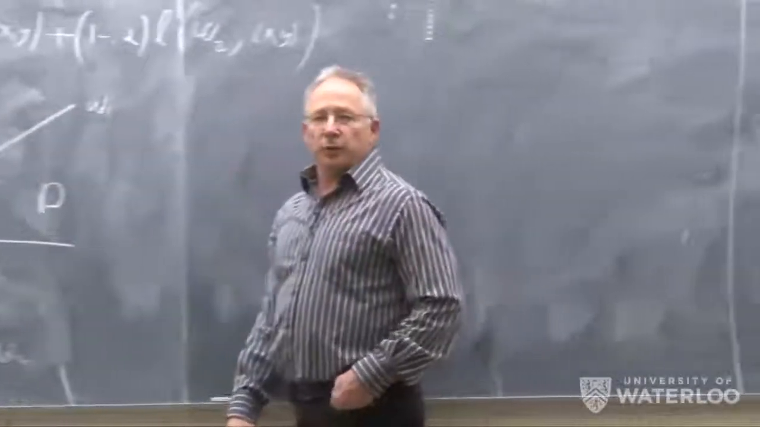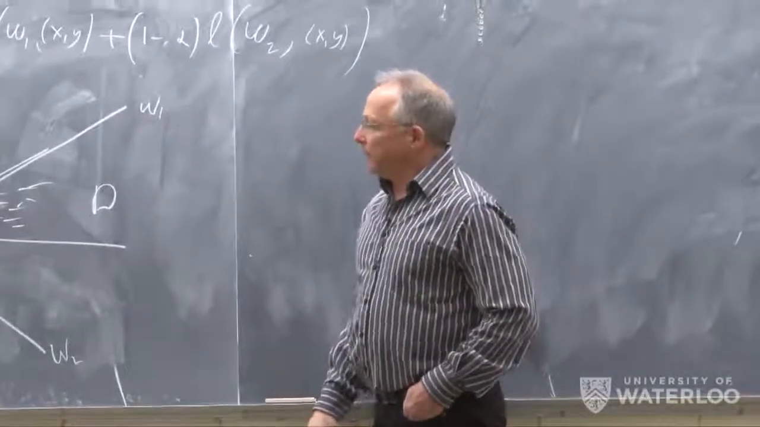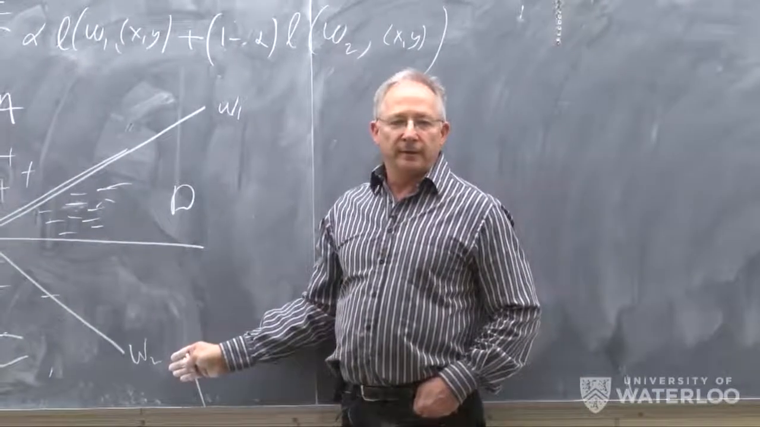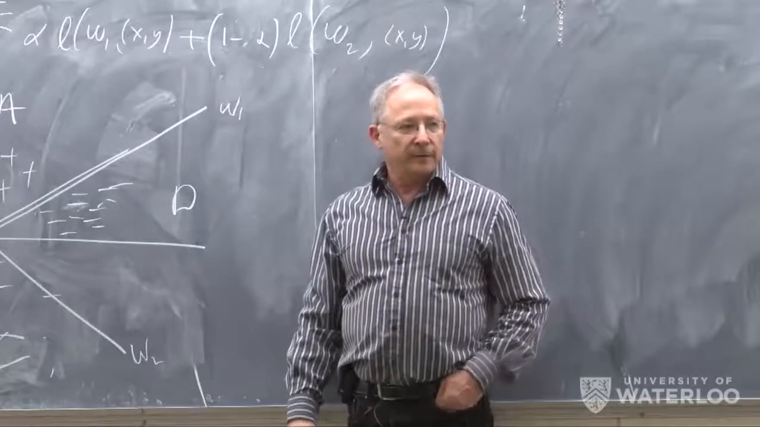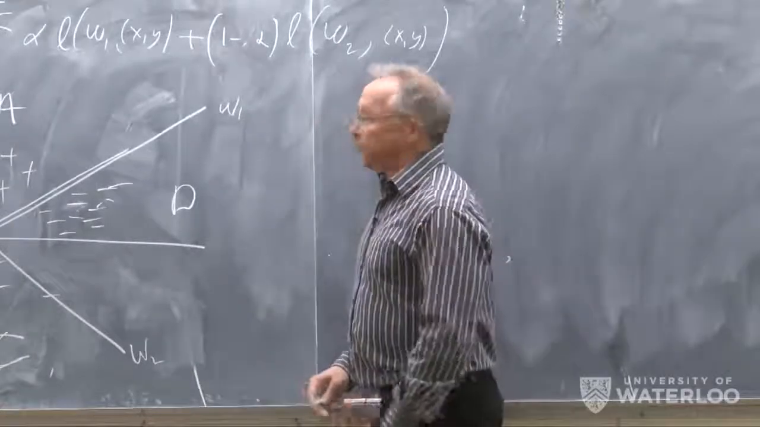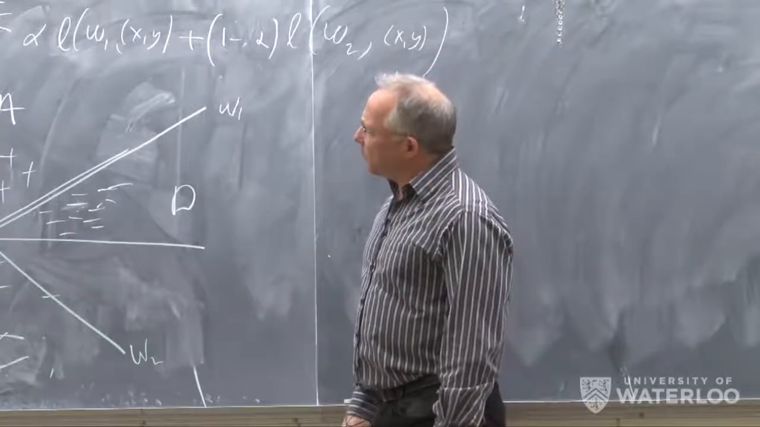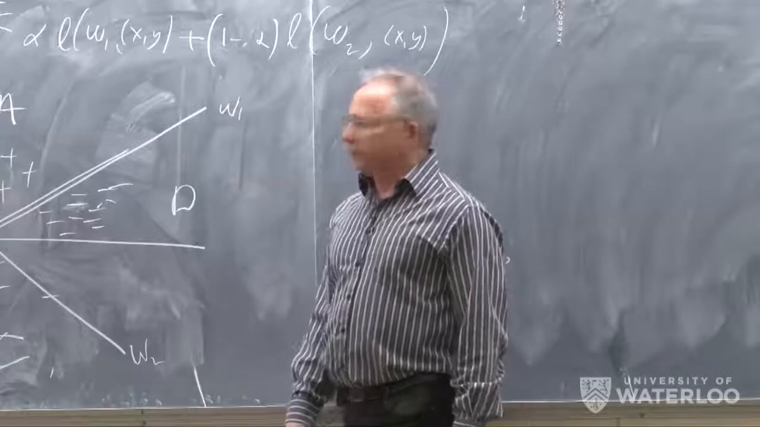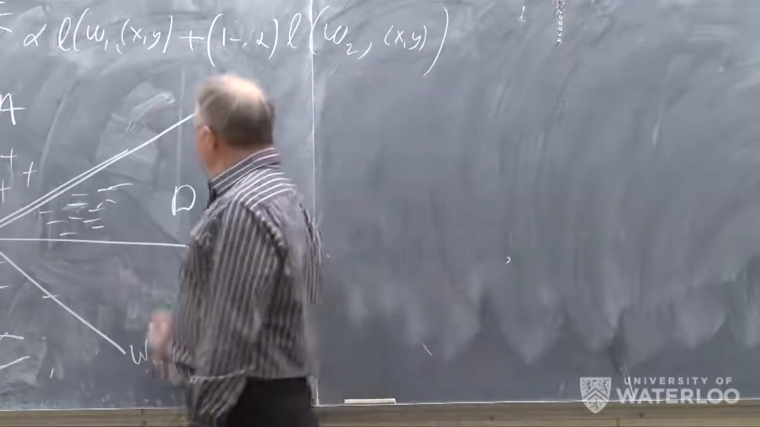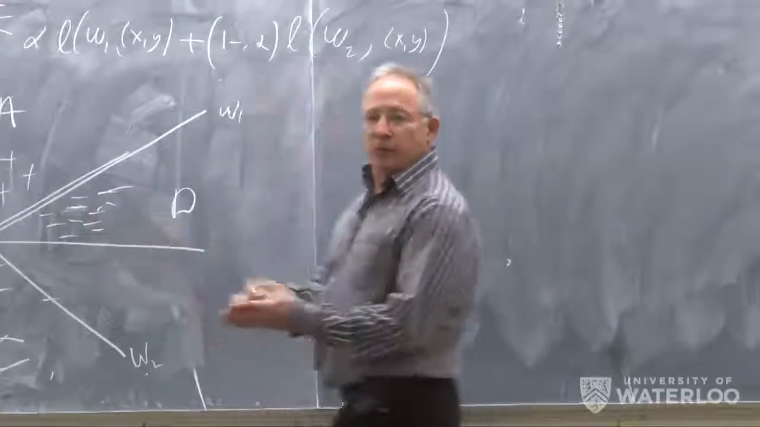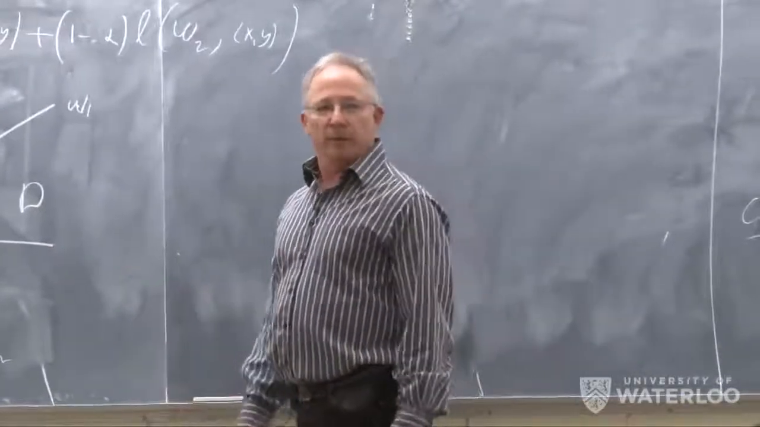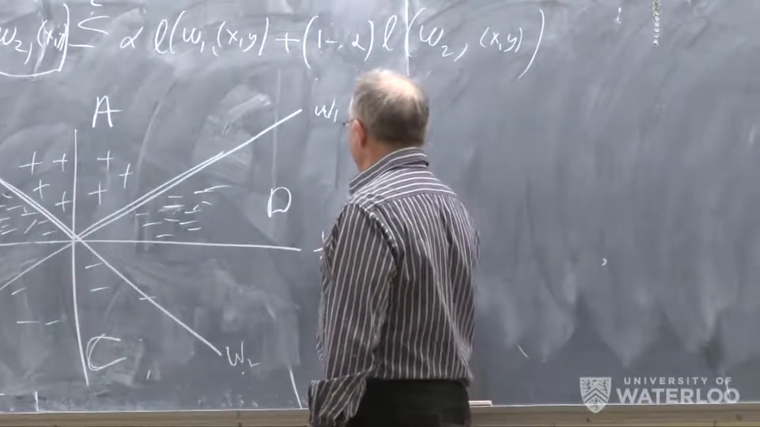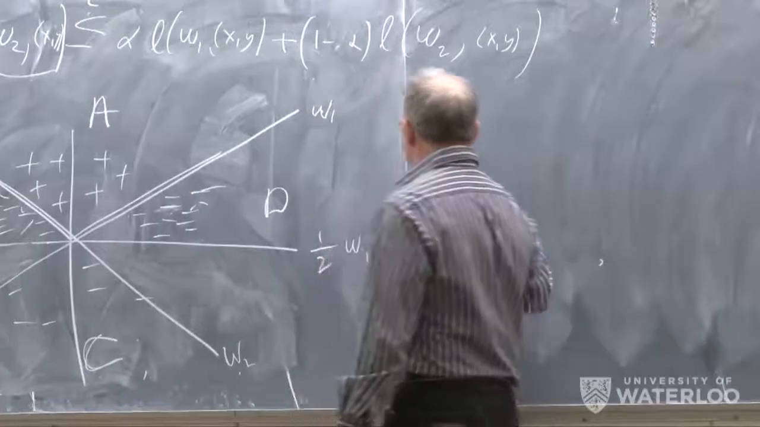W2 mispredicts on which area? Where does W2 mispredict? Yes, on D. OK, now I want to look at the combination. So what is going to be the vector half W1 plus half W2? Where is this vector going to lie? This is W2, this is W1. If I take the average, half W1 plus half W2, I'll get this vector. This is half W1 plus half W2.